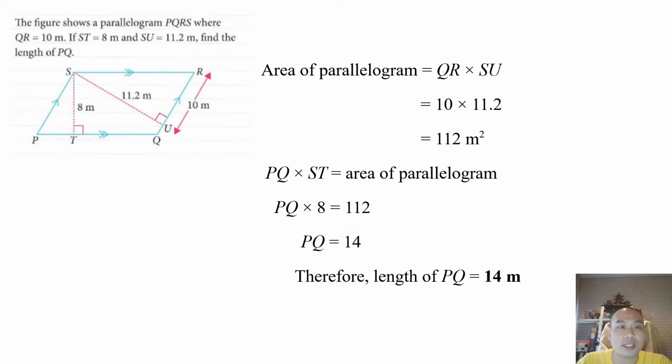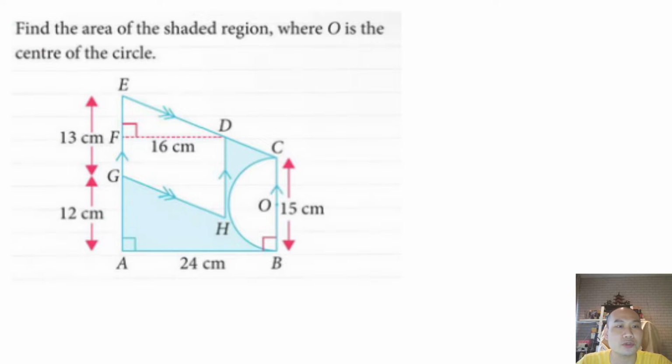All good? Okay, the next question is this one. It's slightly more complicated. There are more parts, but you have to look at it carefully. It's not that complicated. The entire diagram is actually a trapezium, and within the trapezium, there's a parallelogram and a semicircle. The question wants us to find the area of the shaded region. You observe it carefully. The shaded region is simply the large trapezium minus the parallelogram and minus the semicircle.